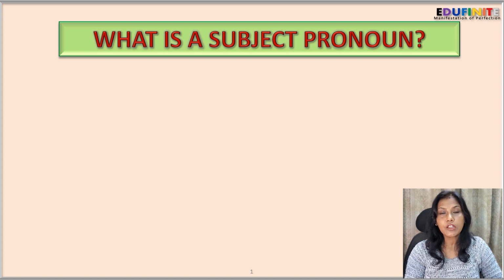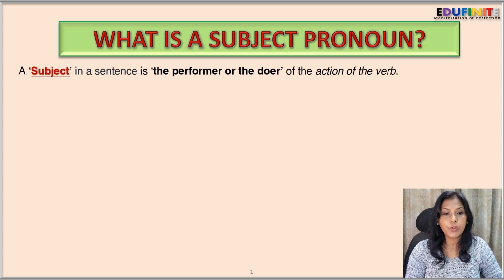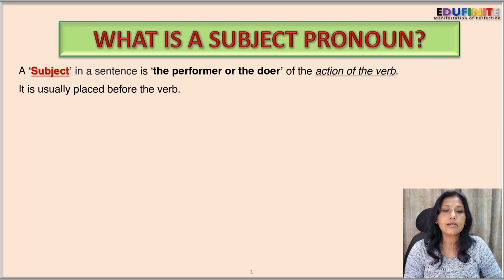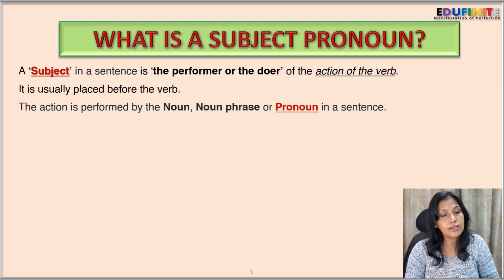Now, what is a subject pronoun? A subject in a sentence is the performer or the doer of the action of the verb. That means the action, whatever the verb is going to undertake, is performed by the subject of the sentence. It is usually placed before the verb. The verb follows the subject.